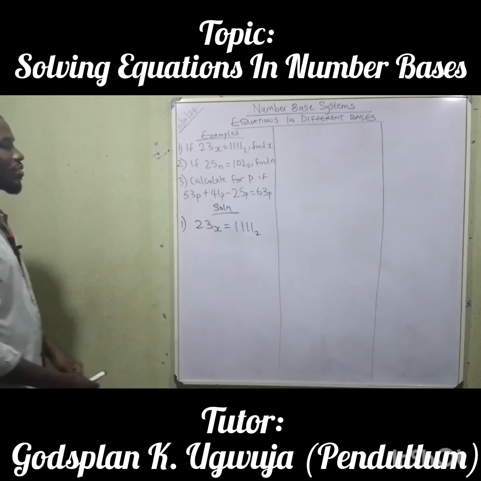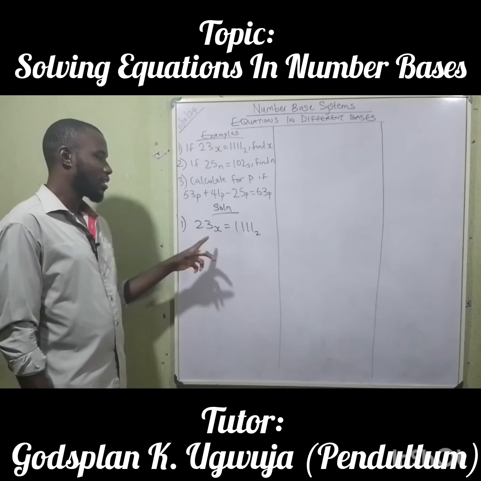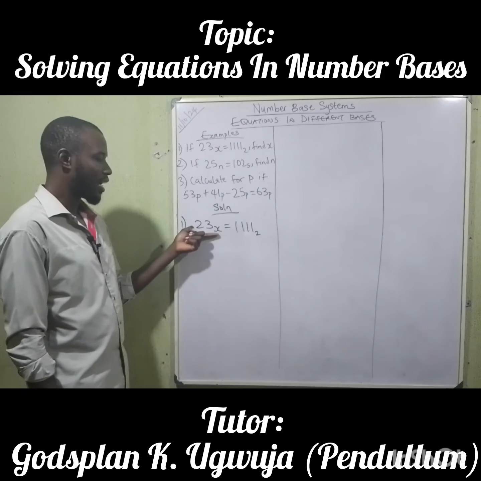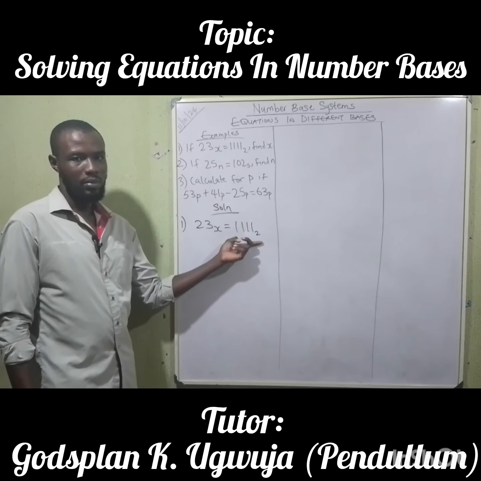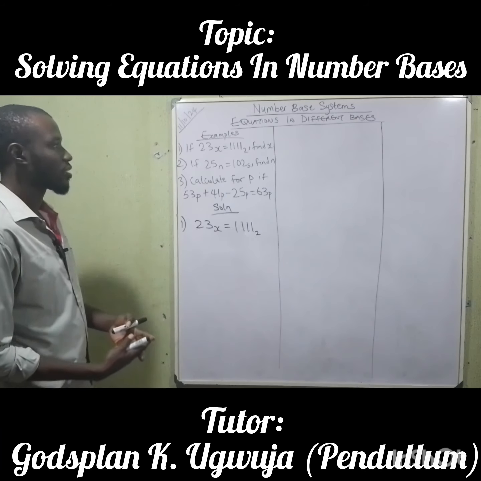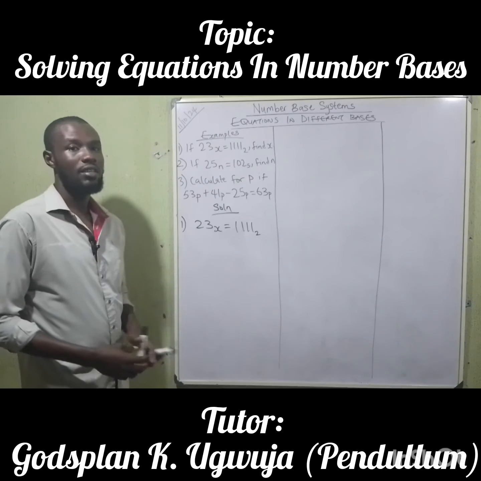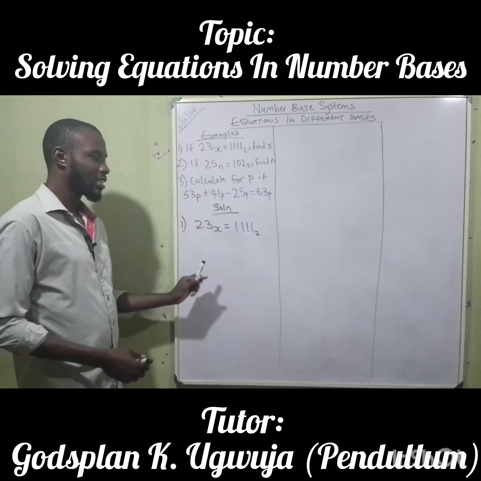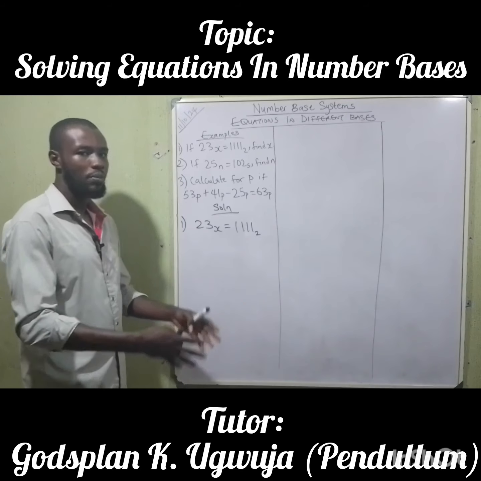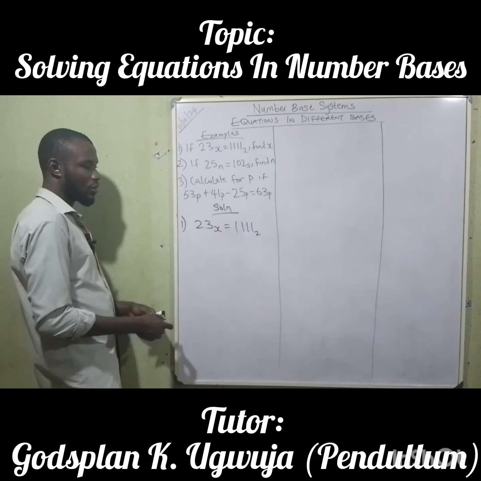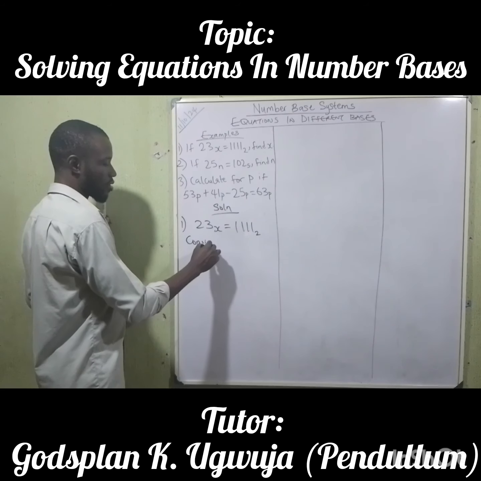Alright, so here we are meant to find x. Now if you look at this question, the first thing you will notice is that they are in different bases. 23 is in base x, and then 1111 is in base 2. This is a binary number. So to be able to solve this and find x, virtually the only thing you can do here is to convert both of these numbers from their respective bases to base 10. Alright, so that's what we're going to do. We're going to convert both of them to base 10, and we do that by expansion.